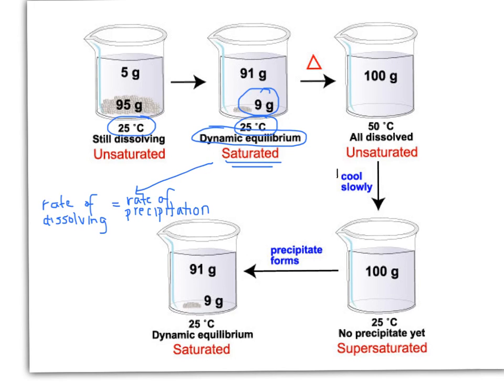Let's break that word down. Dynamic means changing, and equilibrium is when two opposing rates of change are equal to one another. In this case, it is the rate of dissolving and the rate of precipitation.